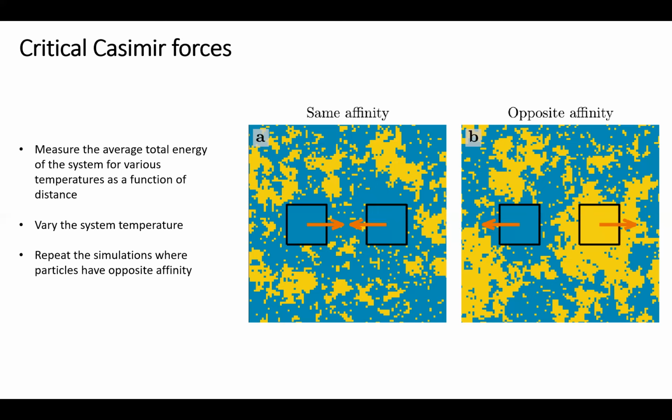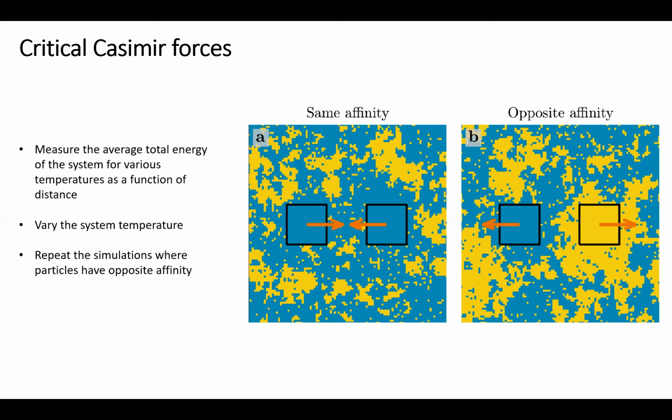And then what you can do is put them close to each other and try to calculate the average potential energy of the whole system as a function of distance between the particles. Because if the particles have the same affinity, let's say both are hydrophilic, which like water, so you put them as a block of water, then you will observe that the region between them will be mostly occupied by blue. And here, if this is yellow, this region will be mostly occupied by yellow.